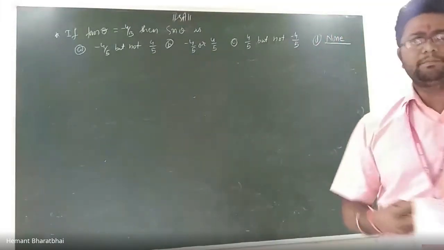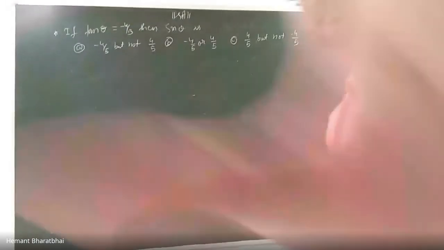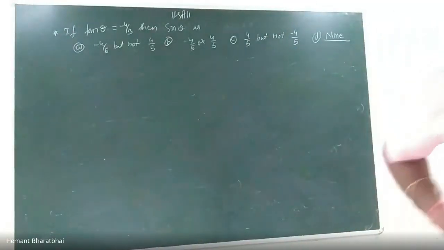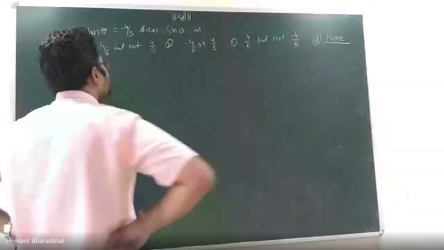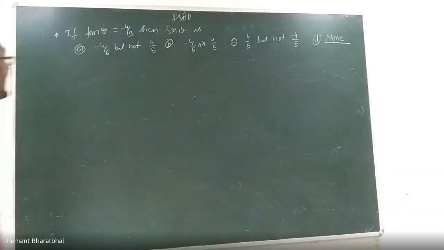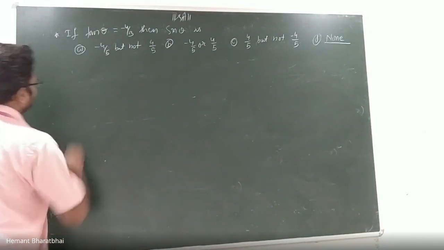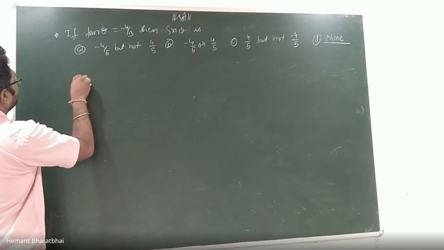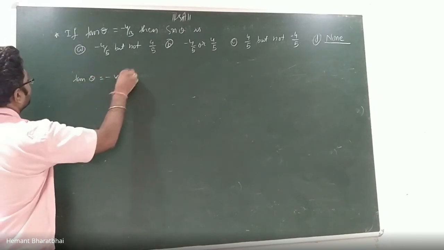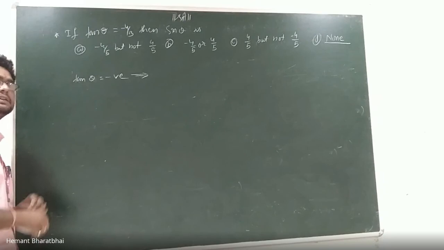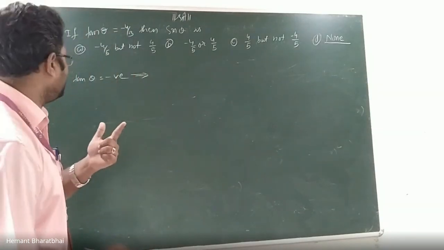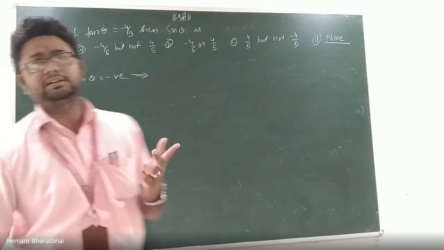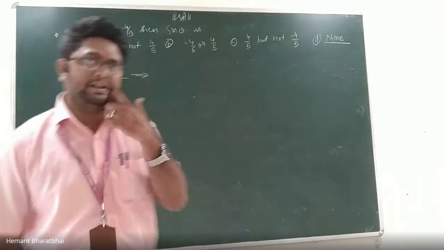This is a simple one. You can do it by your 10th standard method. It's not difficult. So try to understand, tan of theta is minus 4 by 3, which means your tan of theta is negative. So in which quadrant is tan of theta negative? In the first quadrant all are positive. In the second quadrant tan is negative. In the third quadrant tan is positive, and in the fourth quadrant again tan is negative.